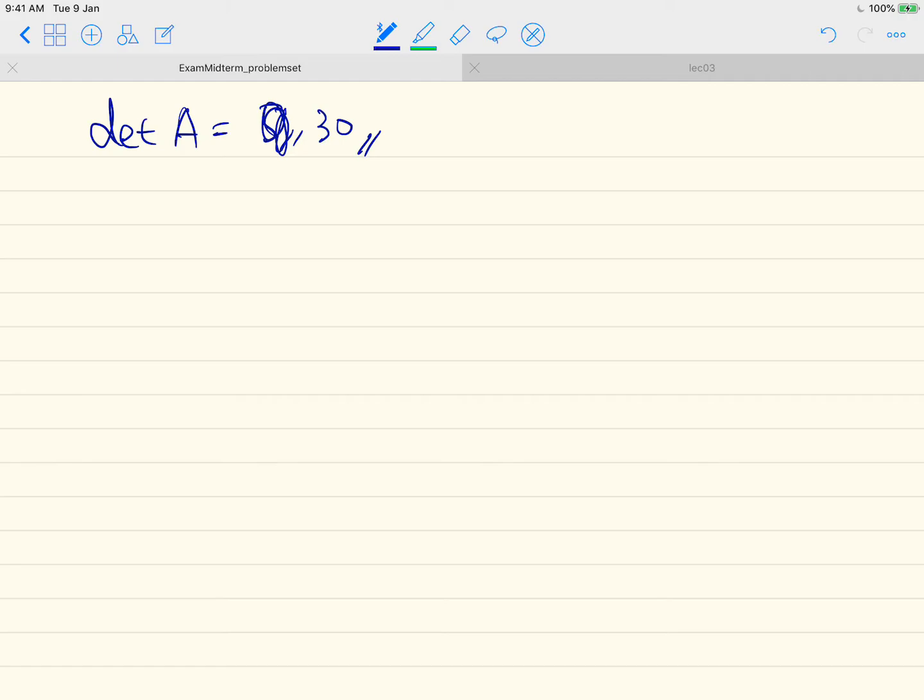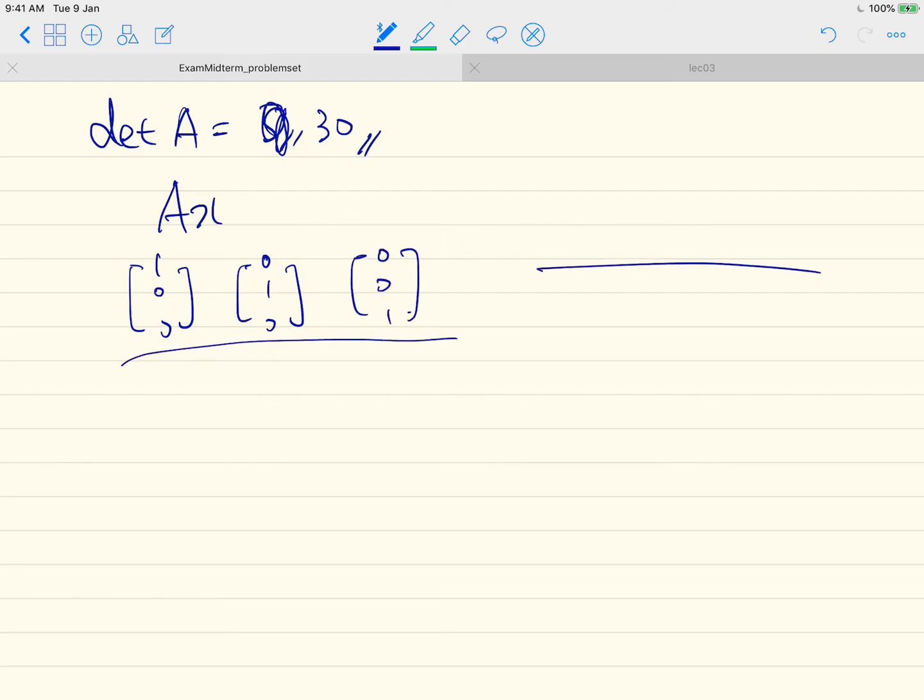If you think of this A times X, and suppose A is a 3 by 3 matrix, and then 1 0 0, 0 1 0 and 0 0 1, for example, then we can think of the volume of the unit cube, for example.